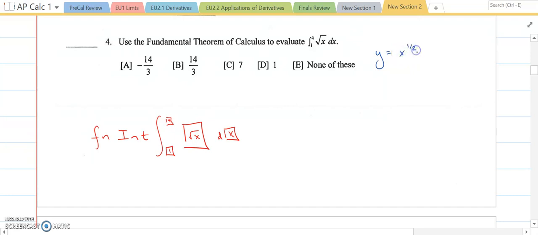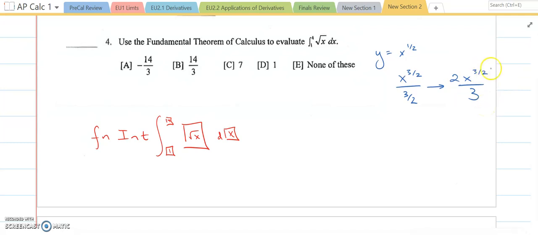Here's what I gave you. X to the 1/2. Add 1 to your power, put that on the denominator. X to the 3/2 over 3/2. Do a little bit of algebra magic. 2x to the 3/2 over 3. That's my antiderivative. That's what I'm going to plug in my 1 and my 4.